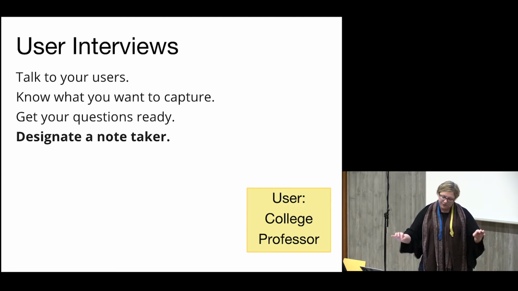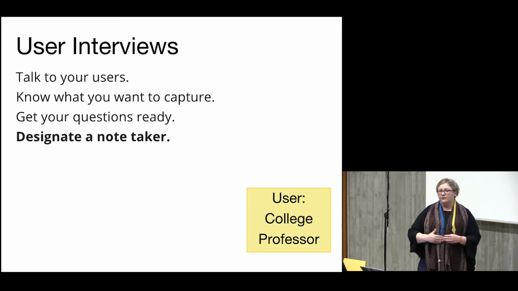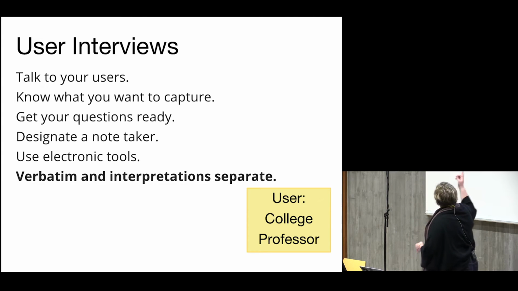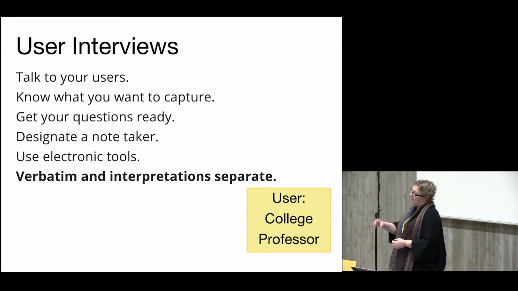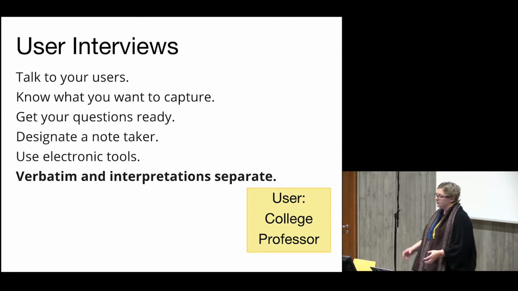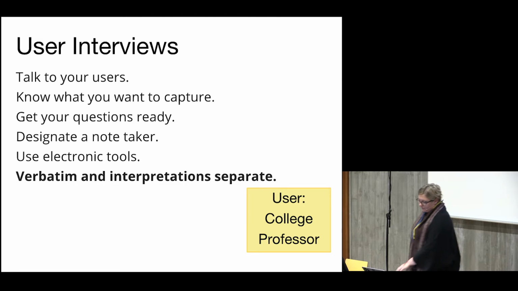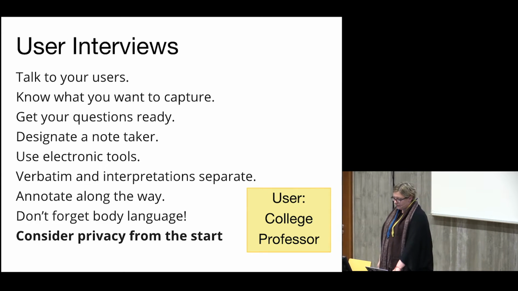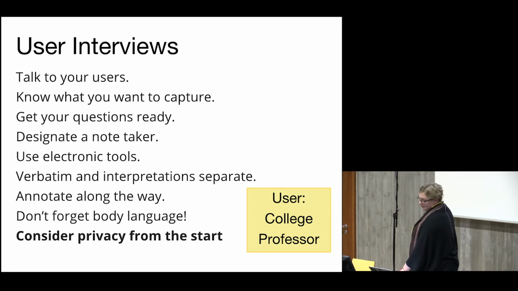If you have two people, designate a note taker so one person can take notes while the other participates, because it's hard for somebody to participate and think at the same time as taking notes. Use electronic tools, don't use paper. Verbatim versus interpretation. Verbatim is copying something down exactly as someone said it. Interpretation is a summary of it. And this is important because they can evoke two different types of actions that you might take forward. Annotate along the way when you notice themes, and don't forget body language.